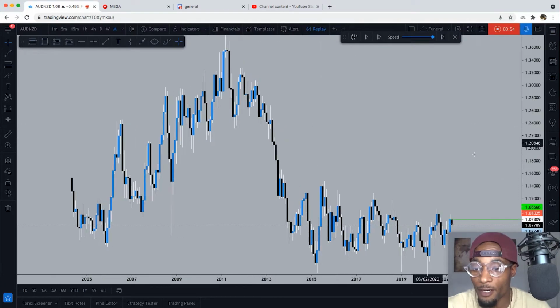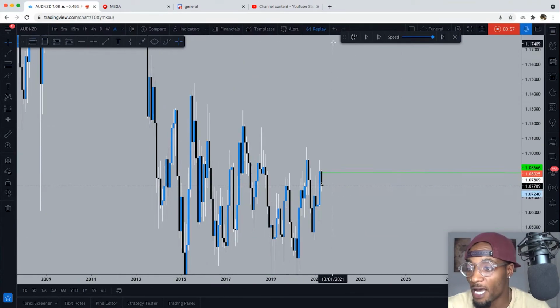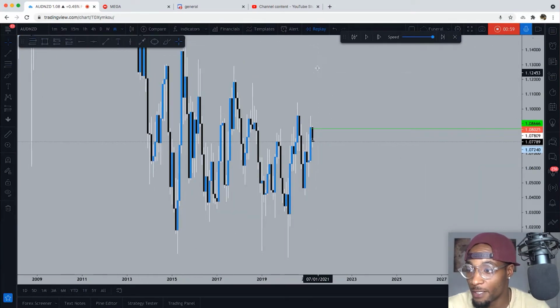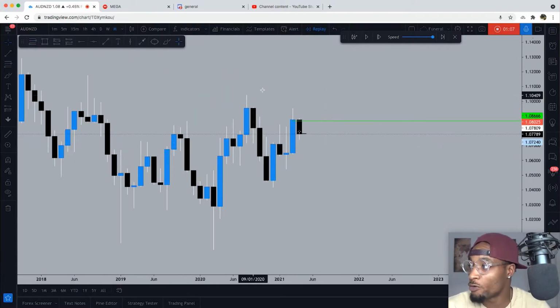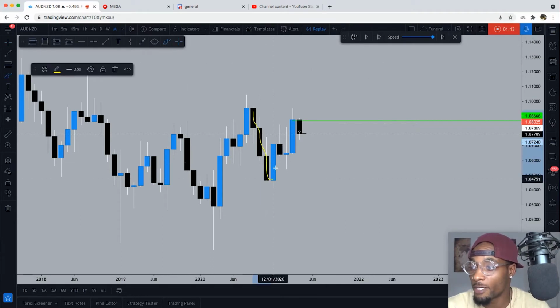On the monthly, what do we have? On the monthly time frame of AUD NZD, what do we have? Well, if we look at most recent price action, we have an overextended W formation to the upside. And after an overextended W formation, what do we expect? We expect it to complete at the neckline. So we know overextended W formations complete at the neckline.